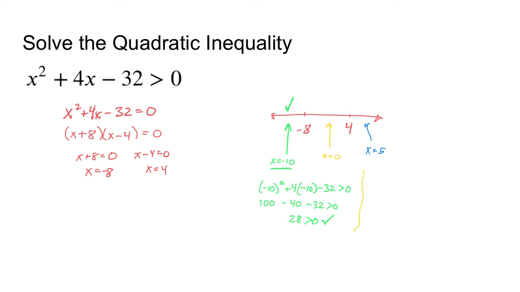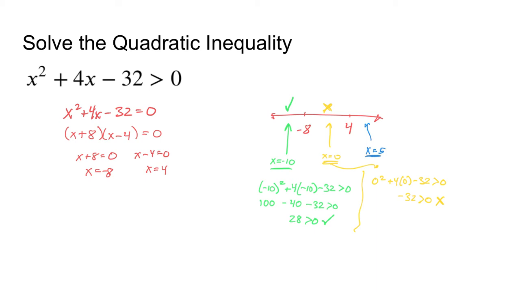Let's check out x equals 0. So that's 0 squared plus 4 times 0 minus 32. Is that greater than 0? Well, 0 squared is 0, 4 times 0 is 0, so I really end up with negative 32 greater than 0. And that is not a true statement. Negative 32 is in fact not greater than 0, so I know that this section doesn't work.